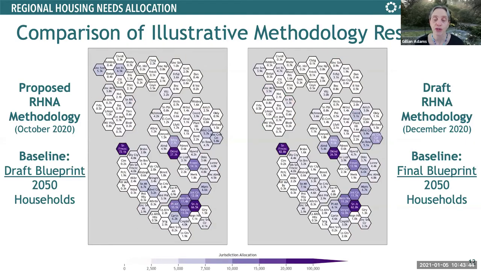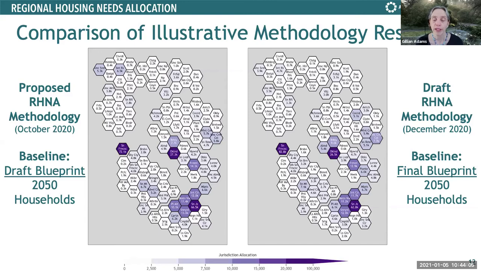These maps show the potential total allocation of RHNA units to Bay Area jurisdictions for this RHNA cycle. Again, the map on the left shows the results from the proposed methodology, and the map on the right shows the results from the draft methodology. Jurisdictions with the darkest purple receive the largest total RHNA allocations, while those in light gray receive smaller allocations.